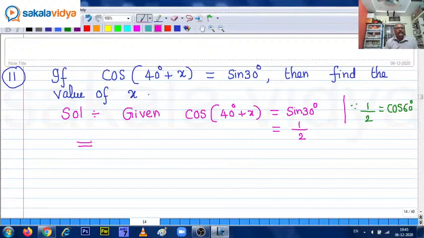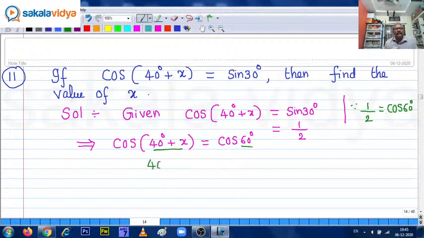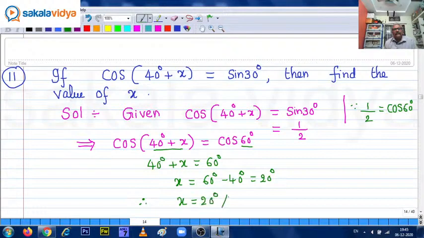So that implies cos of 40 degrees plus x equals cos 60. Comparing on both sides, you get 40 plus x equals 60. So transpose this 40 to this side. x equals 60 degrees minus 40 degrees. You get 20 degrees. Therefore, x equals 20 degrees. This is the answer.